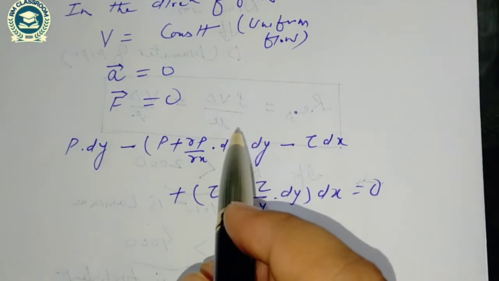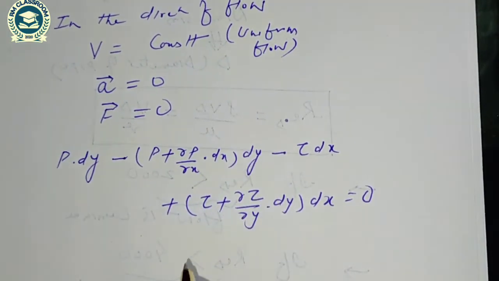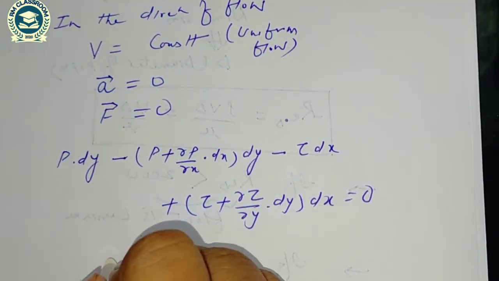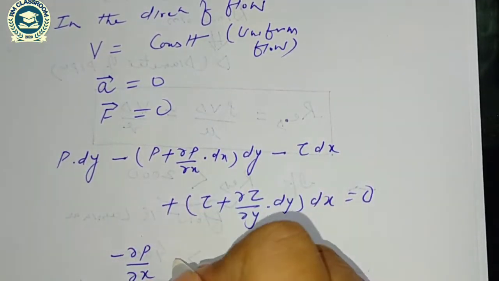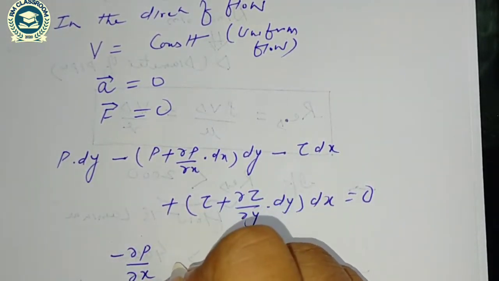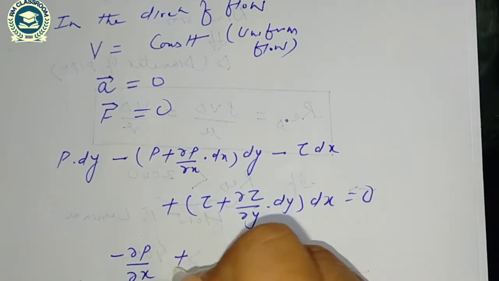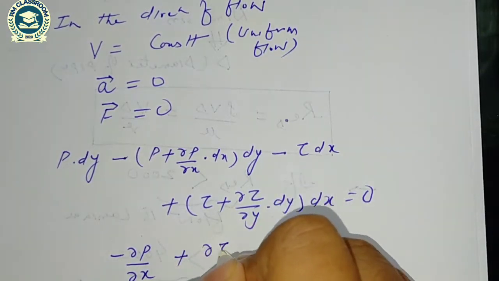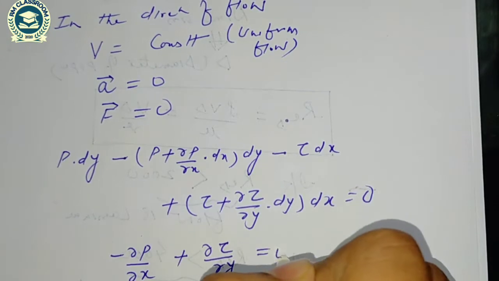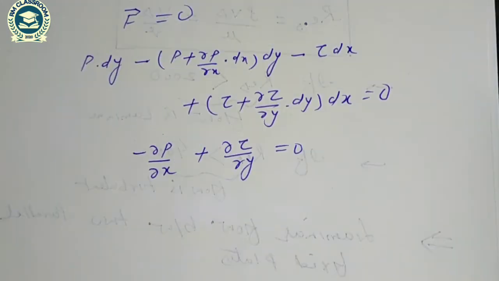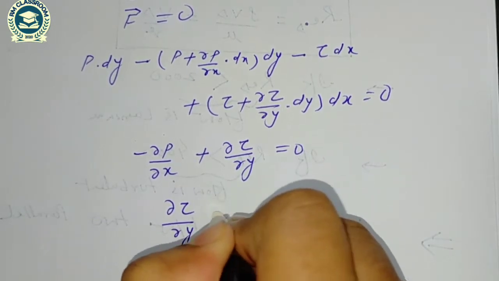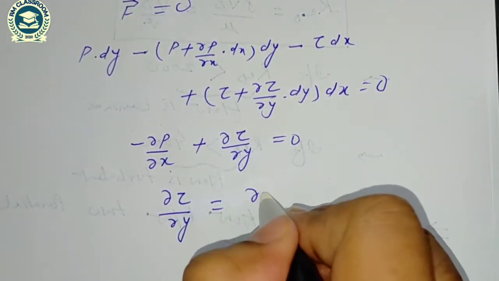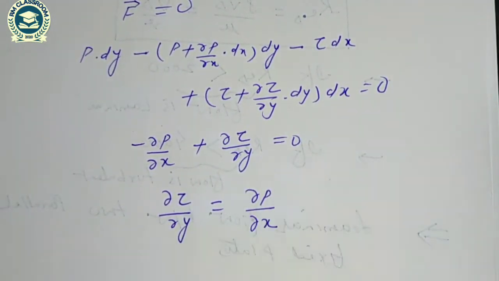So P dy and P dy cancel. So minus del P by del x plus del tau by del y is equal to 0. Del tau by del y is equal to del P by del x.